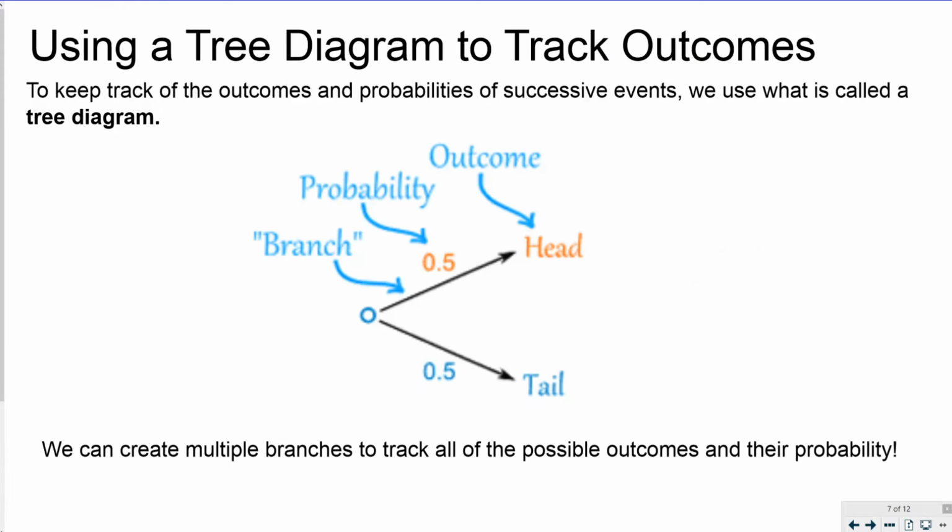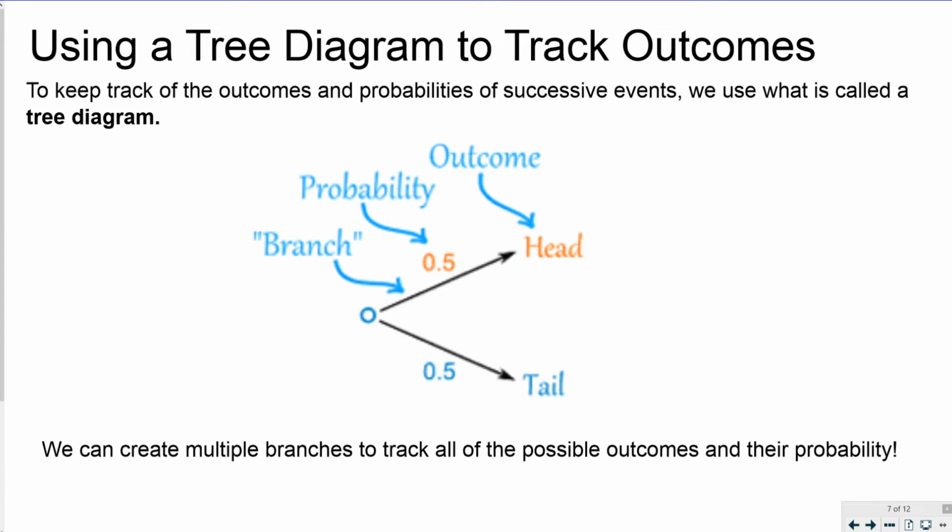Okay, so using a tree diagram to track outcomes. What we can also do to keep track of the outcomes and probabilities is use what's called a tree diagram. We can create multiple branches to track all the possible outcomes and their probability. As you can see on the diagram, each split is a branch. Each branch has a probability assigned to it, so that's the likelihood of that branch occurring out of 1. You can have a maximum of 1 per branch.